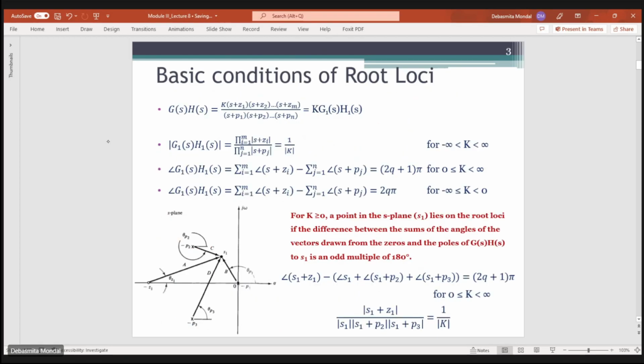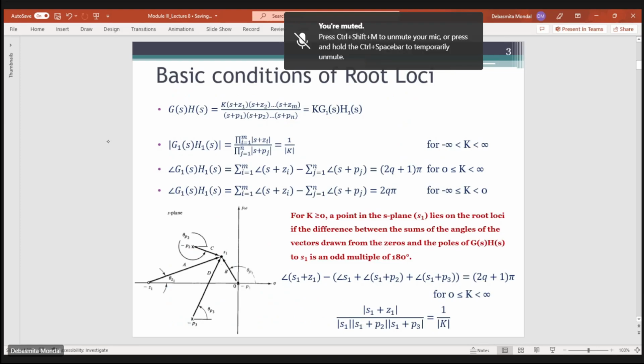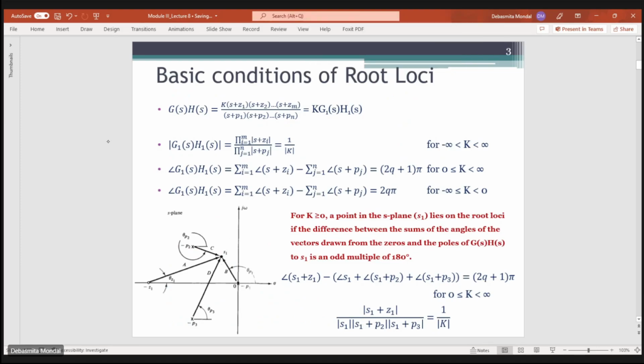Basically, we have already talked about this yesterday. Just to recap, if you have a point S1 and you already know the pole-zero configuration of the open loop system, you draw different vectors starting from the corresponding poles and zeros to the point that we have selected. Once you have drawn the vectors, you can find out the angles that these vectors are making with the real axis.